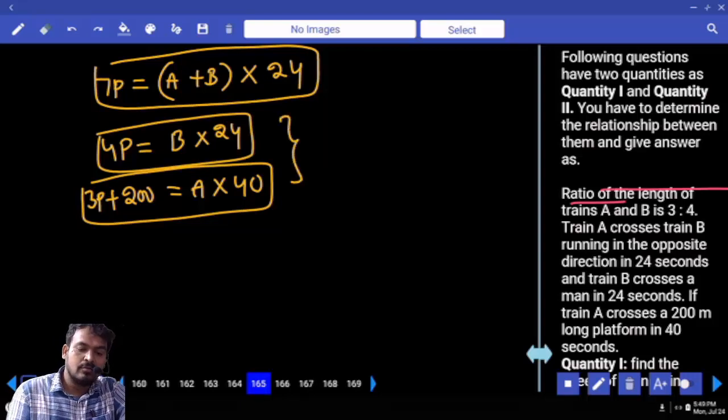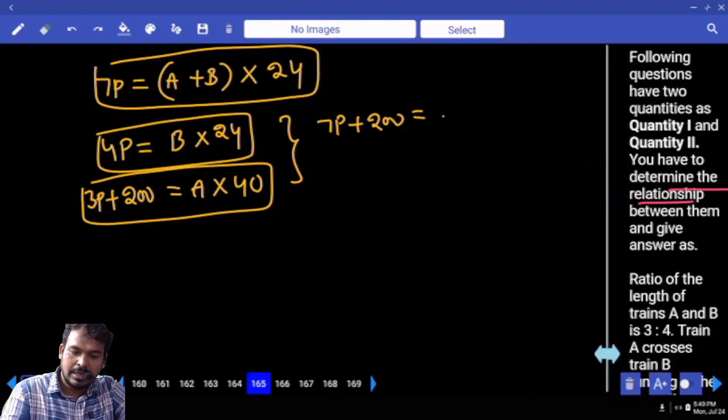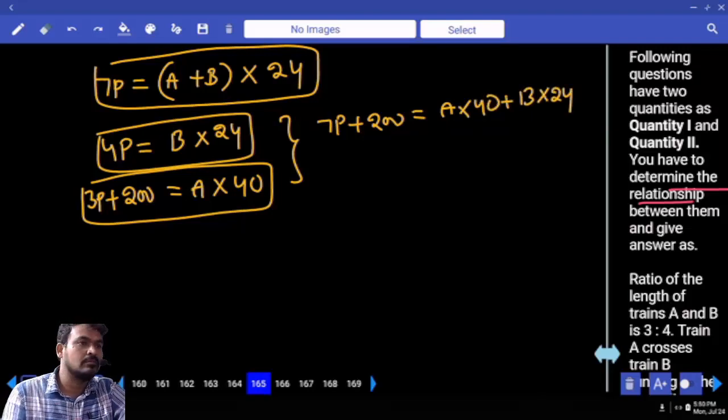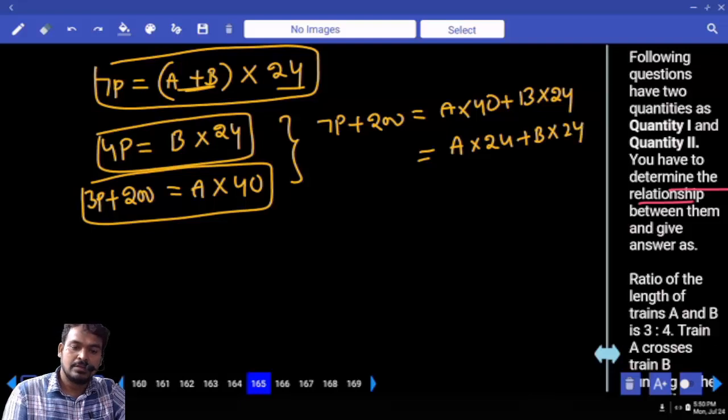These two are adding, we are getting 7 parts plus 200, that is equal to A into 24 plus A into 40 plus B into 24. What is the first one? Already we know (A plus B) into 24, that will be written A into 24 plus B into 24. That is equal to how much? 7 parts.